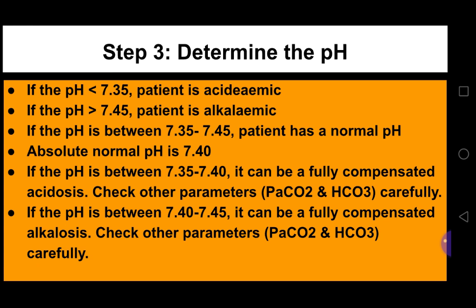For example, PaCO2 and HCO3 carefully, whether they are normal or deranged. And if the pH is between 7.4 to 7.45, although it is within normal range, it can be due to a fully compensated alkalosis. So again, check other parameters, PaCO2 and bicarbonate carefully to see whether these are normal or deranged.